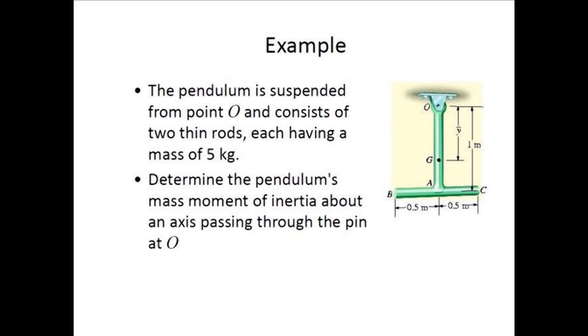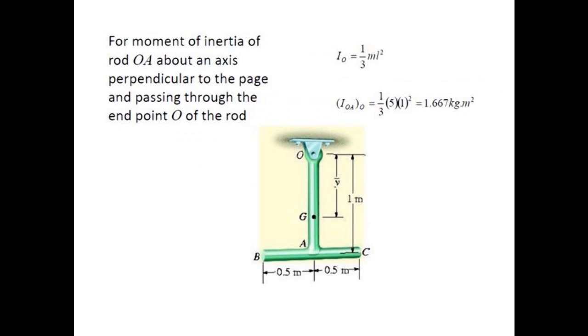The pendulum is suspended from point O and consists of two thin rods, each having a mass of 5 kg. Determine the pendulum's mass moment of inertia about an axis passing through the pin at O. To solve this question, we have to separate this into two parts. One is OA, the other one is BC.